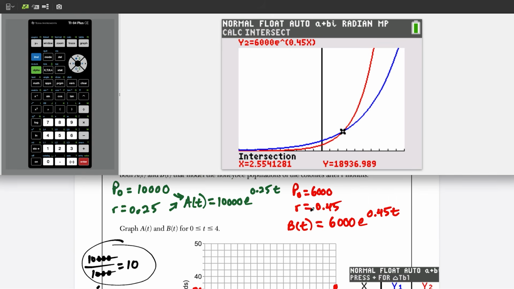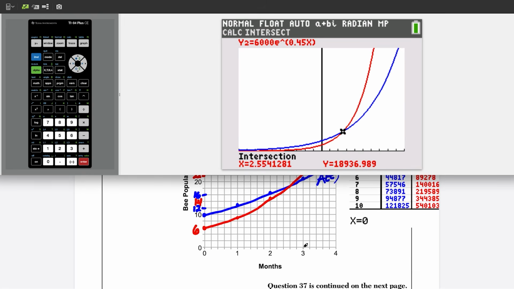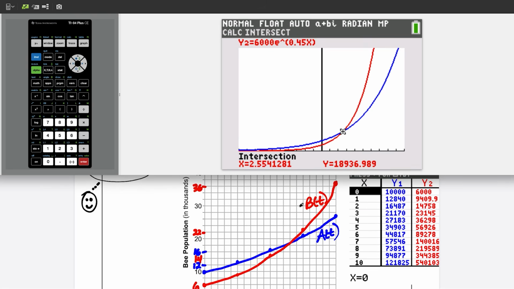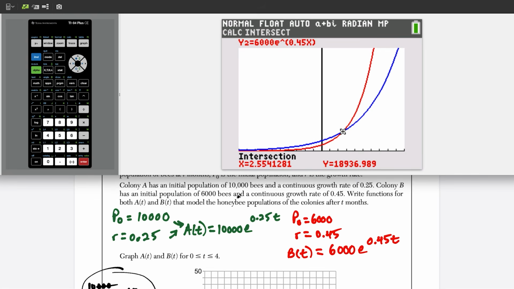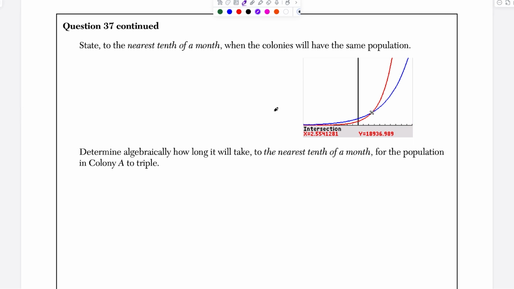And one thing to be mindful of here, notice that the t-axis is in terms of months. So that's how I know that there's nothing extra that I have to do here. I'm just paying attention to the units. And in the question itself, they mention that t is represented by months. So we'll just write out our solution. We have t equals 2.6. We're rounding to the nearest tenth.